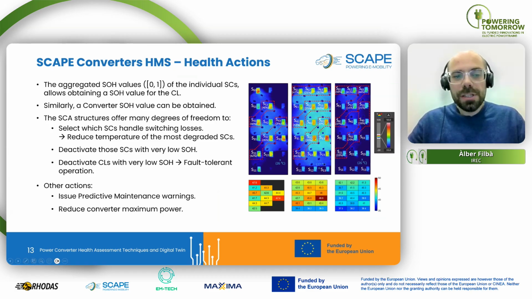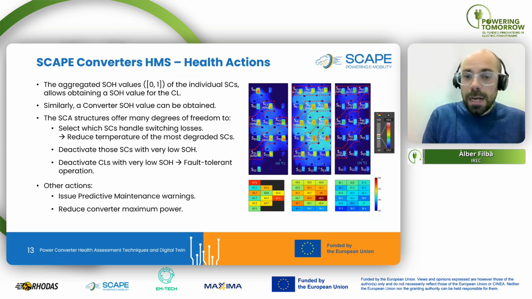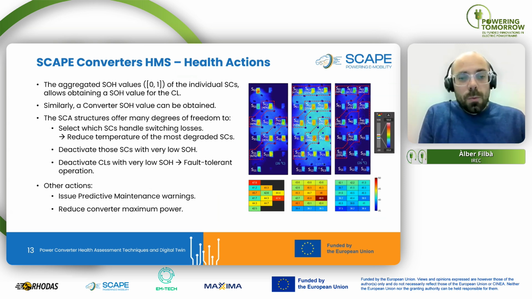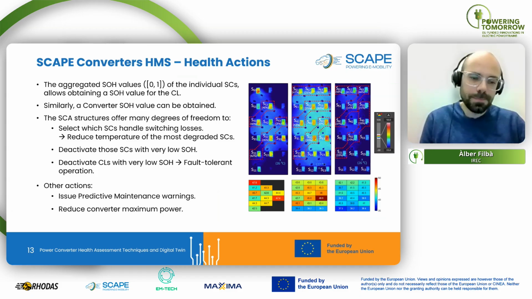Also, thanks to the switching cell array structures or the multi-level structures of the converters, we have some degrees of freedom, which, for instance, allows us to select which switching cell will concentrate the switching losses on each one of the switching transitions. This way, we can reduce the temperature of the most degraded switching cells and therefore reduce their stress and slow their degradation.